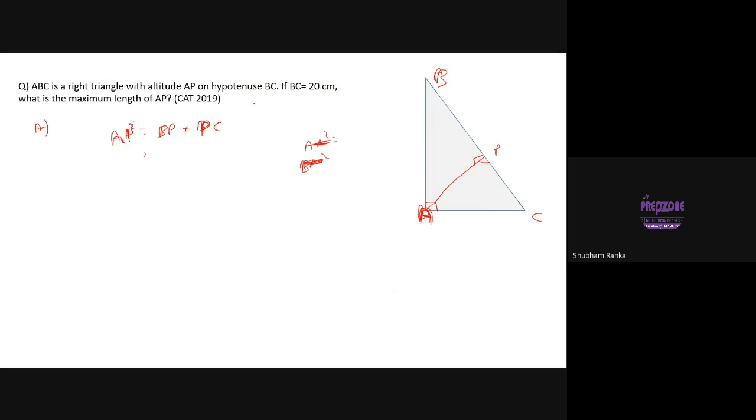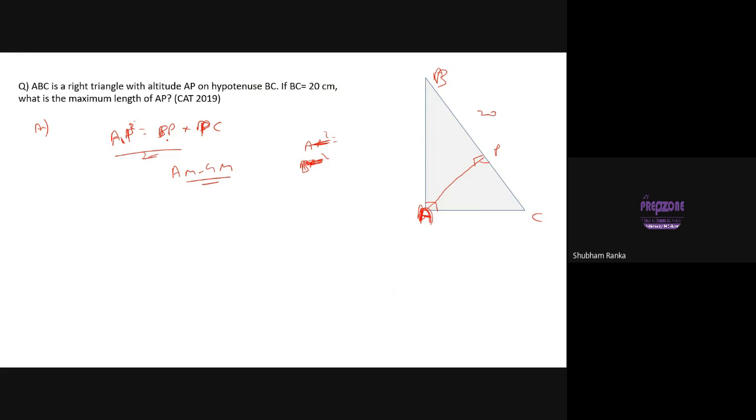Now, if BC is equal to 20, so this entire thing is equal to 20 actually. And we know this. Now, anytime that we have to find the maximum or the minimum of something, there are a couple of things that should definitely come to mind. The first and foremost of those should be AM-GM, arithmetic mean, geometric mean, saying that AM should be greater than or equal to GM.